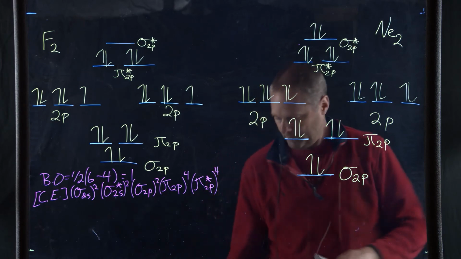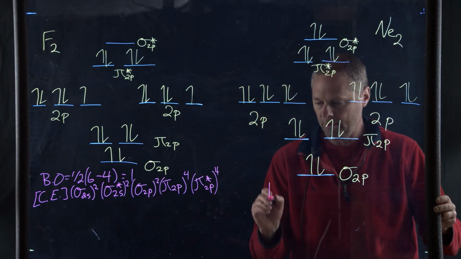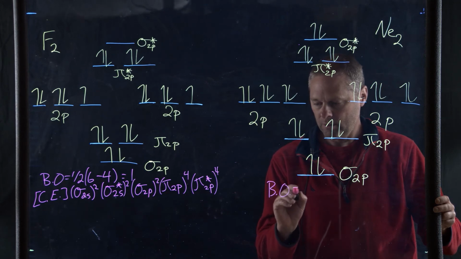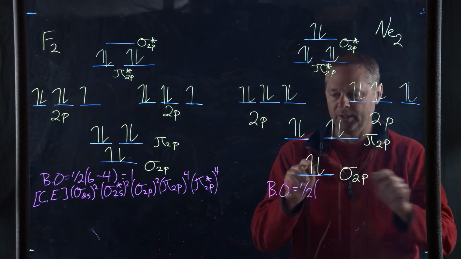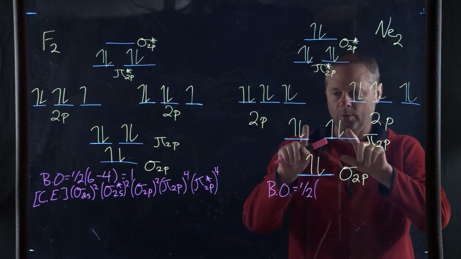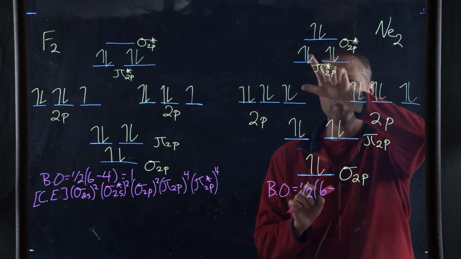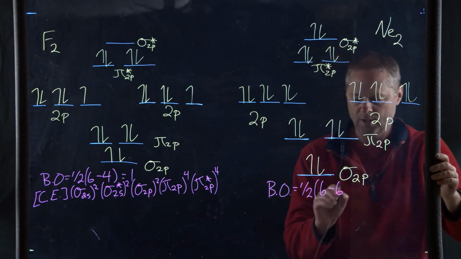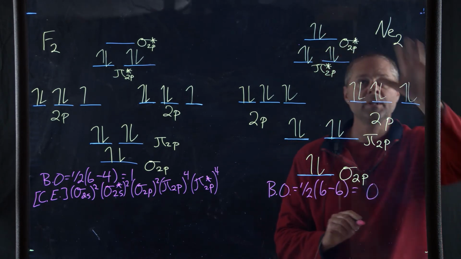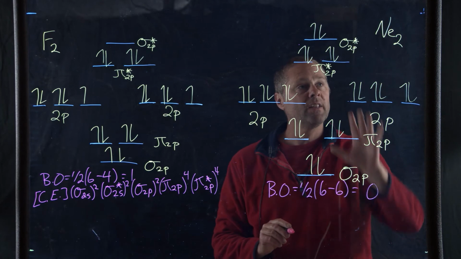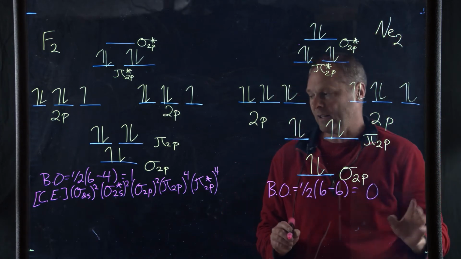If we look at the bond order, that's going to be equal to 1/2 the number in the bonding orbital. So that's 2, 4, 6. So that's 6. Minus the number in the antibonding. This is the antibonding. There's 2, 4, 6. And so the bond order is going to be 0. So that tells us that neon will not bond.